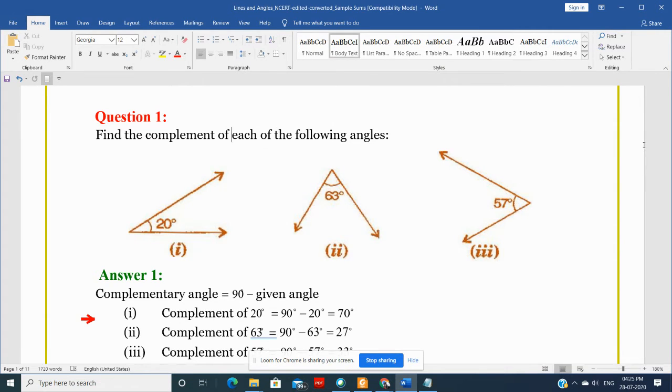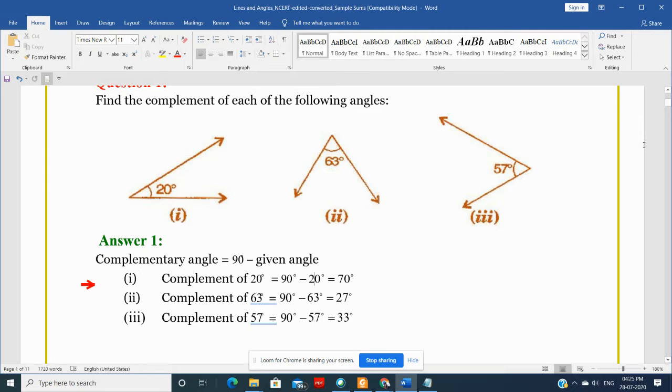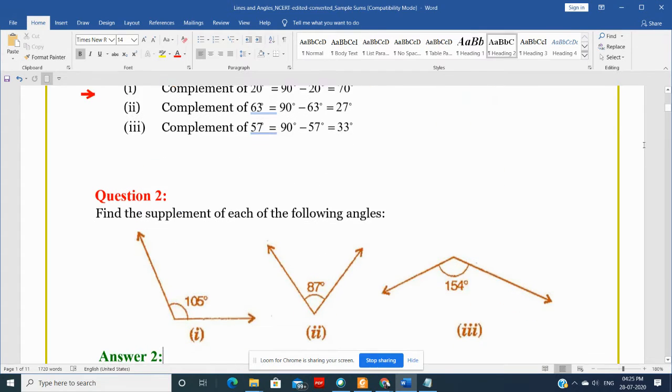So let's start. Question 1 is saying find the complement of each of the following angles. Now we know that to find out complement of given angle, we need to subtract the given angle from 90, right? And this we have already seen in our previous videos. So we'll just subtract this from 90, let's say 20, so it is 70 and like that. So let's not get into that detail.